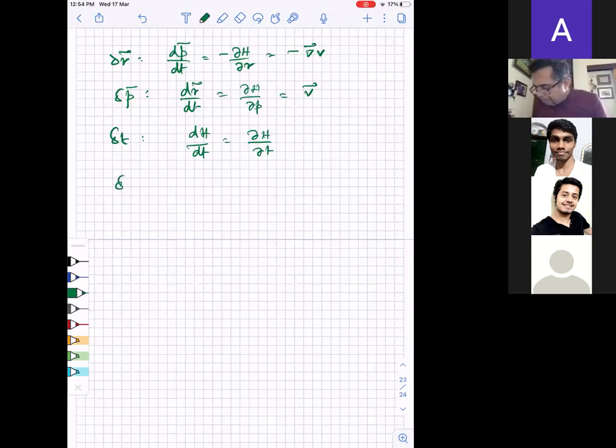Now delta v is different. If you write down this full variation, then we'll see that delta v will give you something which is different. So you'll have minus ∂H/∂v equal to 0, because this term will come associated with your delta v. And that would give me p plus mv.